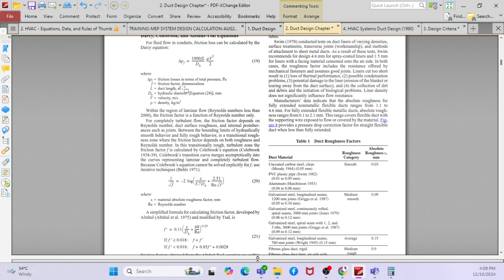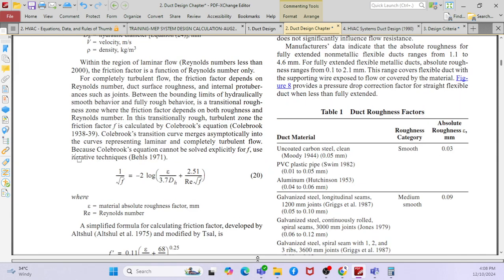I can explain that in future based on the Colebrook equation. This is the equation basically: 1 by square root of friction factor equals minus 2 log of (E divided by 3.7 D, plus 2.51 divided by Reynolds number multiplied by square root of F), where E is the absolute roughness and D is the diameter. So by this equation you can solve to get the friction factor. That is one method.